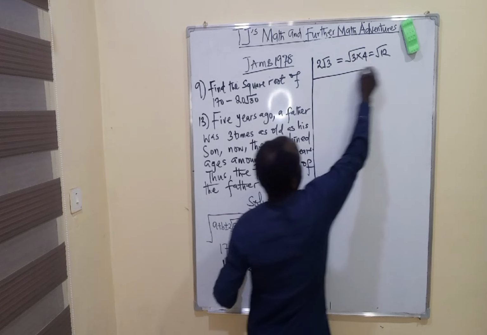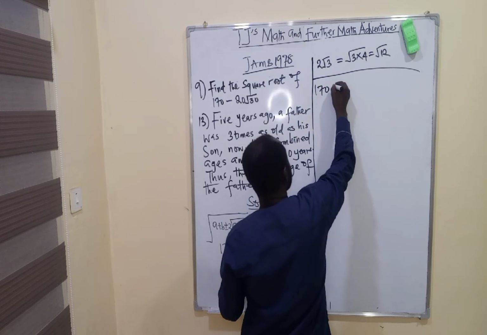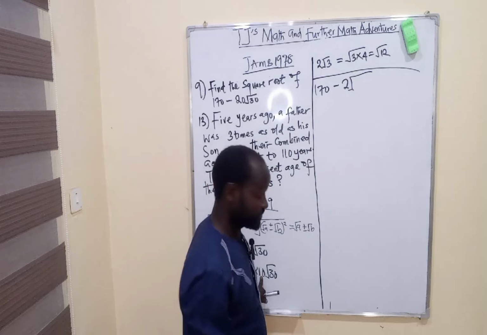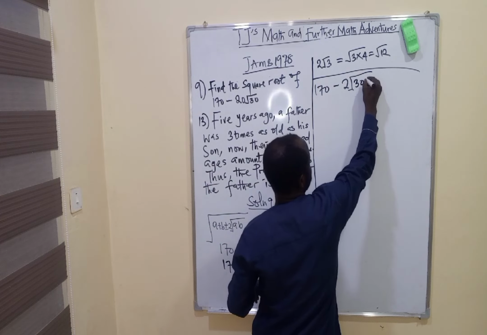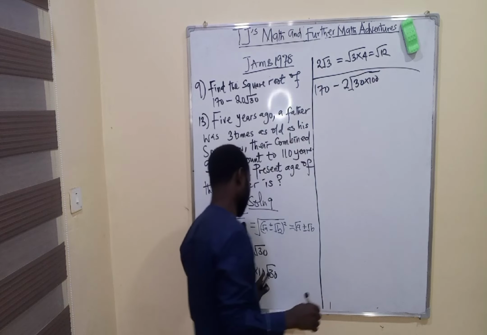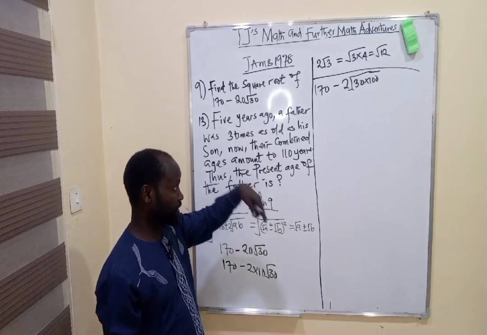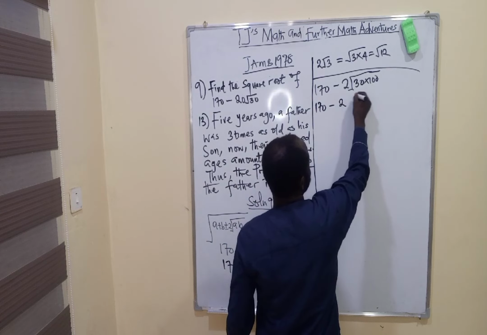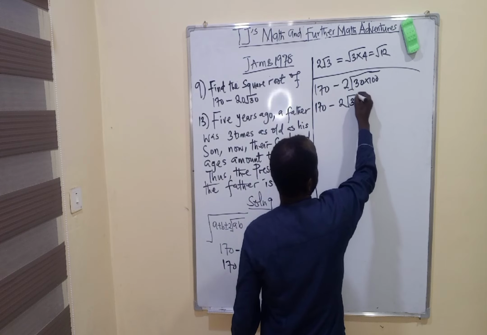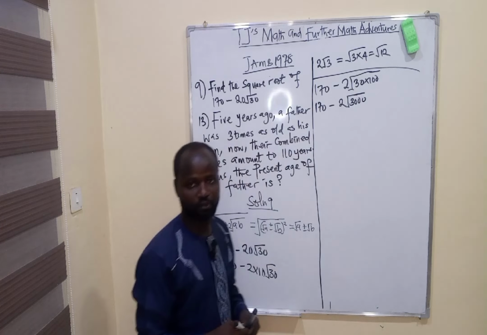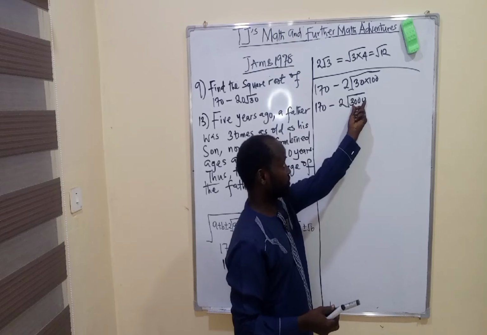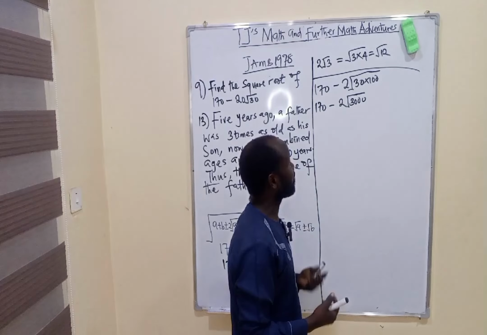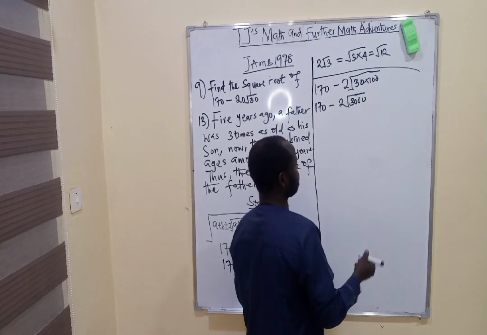So it means we'll have 170 minus 2 roots. We square this 10, that will be 100. So it will be 30 times 100. We square the 10, then we take it inside and multiply. So this will be 170 minus 2 root 3000. What are the two factors of 3000 that, when we multiply, we'll get 3000, and when we add, we get 170? Of course, it's 150 and 20.